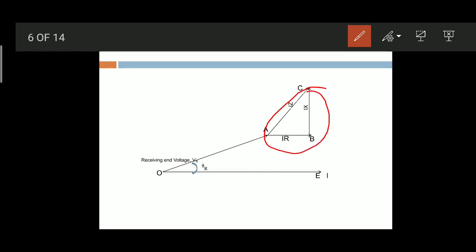This triangle is the impedance drop triangle. By adding this impedance drop triangle to the receiving end voltage, we obtain the sending end voltage Vs.